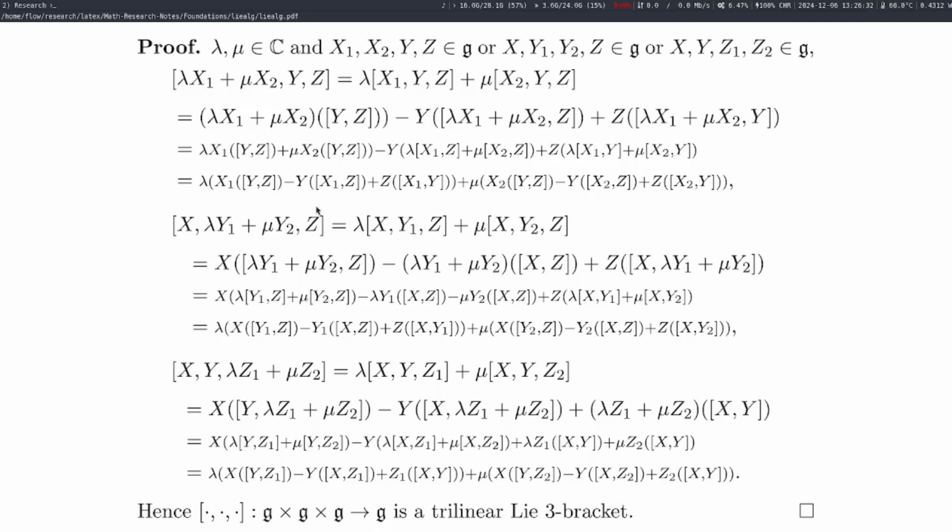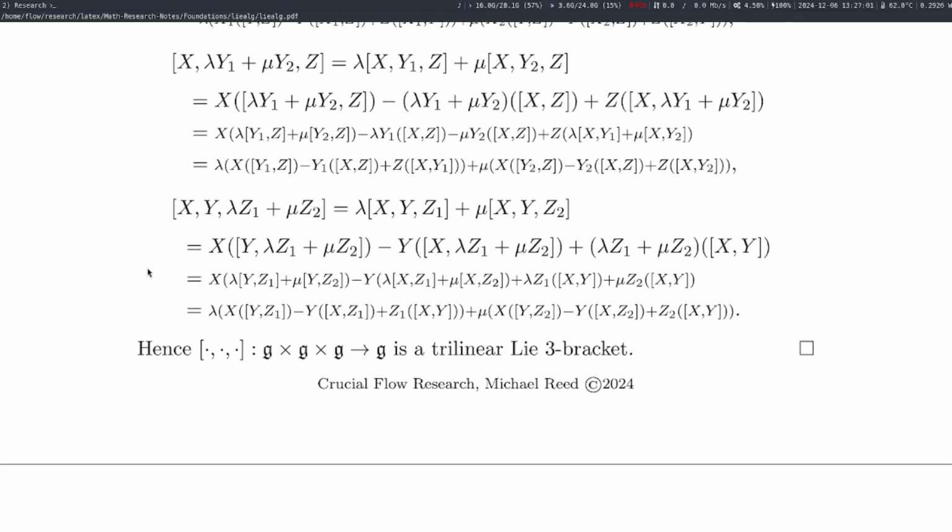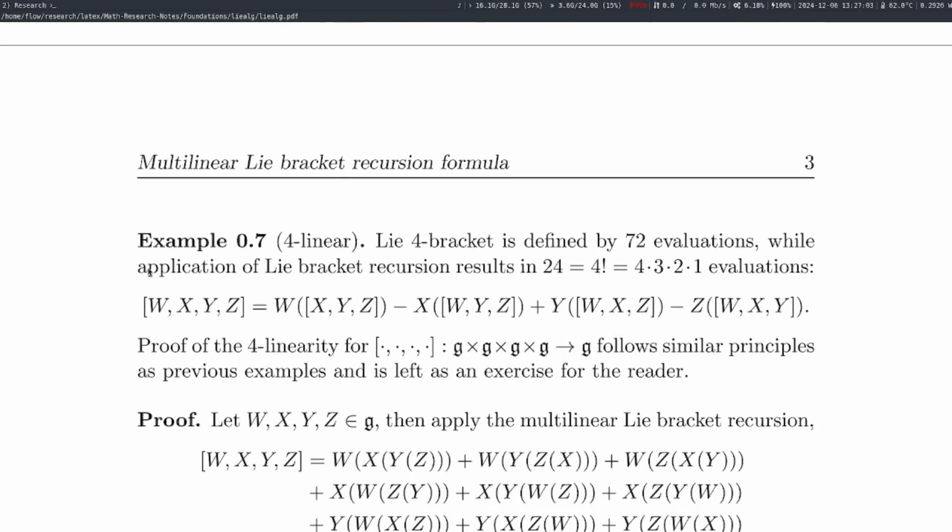So it's nice to be able to have the multilinear Lie bracket recursion, that it demonstrates that this proof can be shortened. Although this is a fairly trivial proof, it can be shortened by the knowledge of the multilinear Lie bracket recursion, which I proved. So that helps simplify things. So that's the trilinear case.